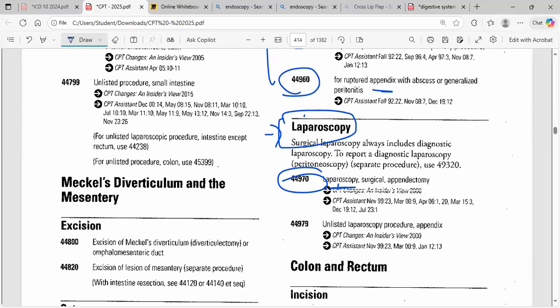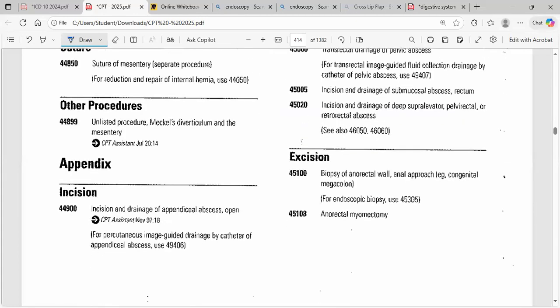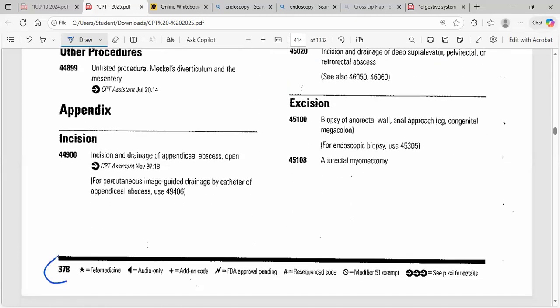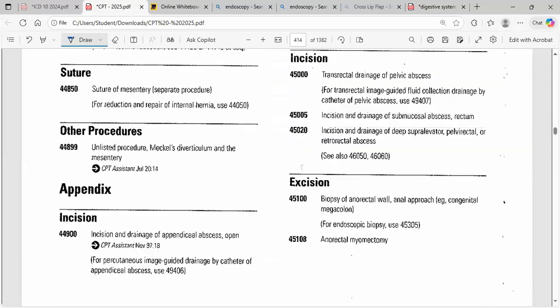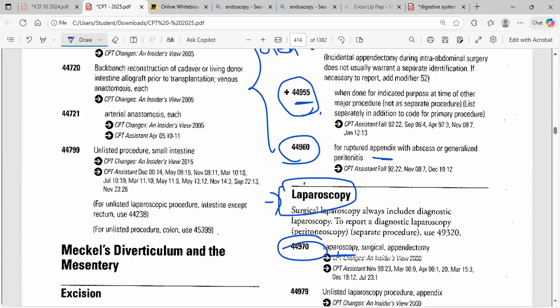Yes, ma'am, can you tell me the page number? Page number, yes, I think it is 414 based on the PDF. And if we talk about the hard copy, it is 378. Okay, ma'am. Jamin, shall I start talking or do you need some time to pull that code? No, ma'am. You can start, ma'am. Okay.